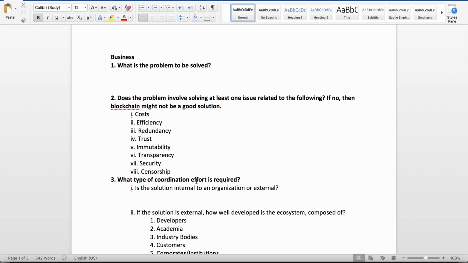Once you identify this, then you need to make sure that the problem you're trying to solve involves one of the following. If the problem you're trying to solve has nothing to do with any of these, like efficiency, trust, redundancy, etc., then it's unlikely that blockchain is the solution for you. You might need to look into some other solution like a centralized database.